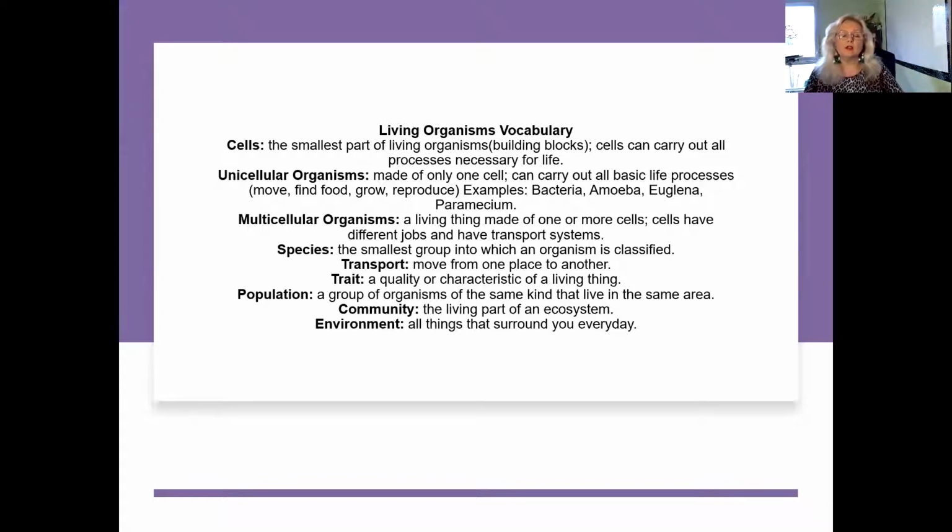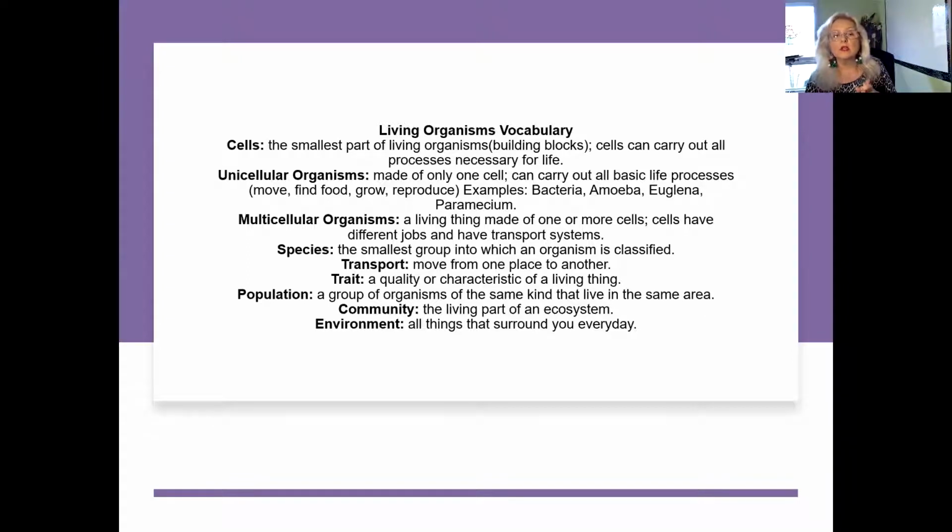So unicellular organisms are made up of only one cell. Think about Spanish. It says uno, right? Uno is one. So uni is going to be one. So these organisms are made up of one cell. And that one cell carries out all basic life processes. They can move, they can find food, they can grow, they can reproduce. And here are examples: bacteria, amoeba, euglena, paramecium. I know you don't hear those very often, except for bacteria maybe, but that's because you can't see them. You have to look at them under a microscope because they're so teeny tiny.